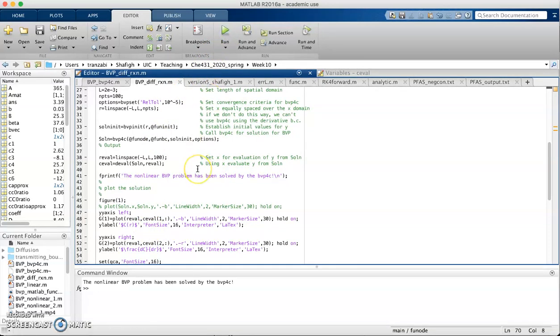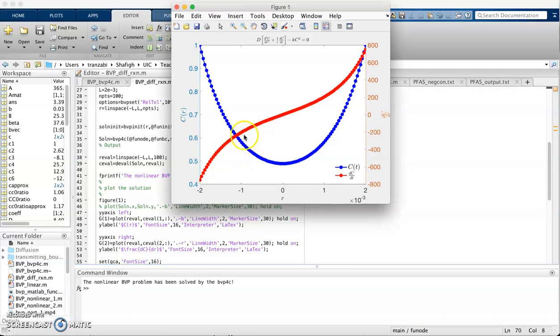If I run it, there you go. So this is the concentration, the first element of my unknown vector, and the axis for it is the blue on the left. This is the derivative of it. It's red, and corresponds to the red vertical axis on the right. Again, the slope here is very negative, about minus 800.